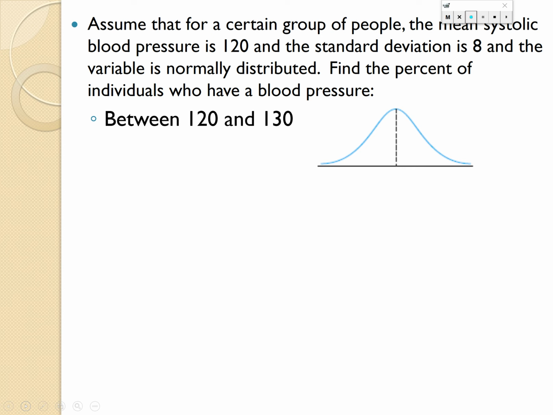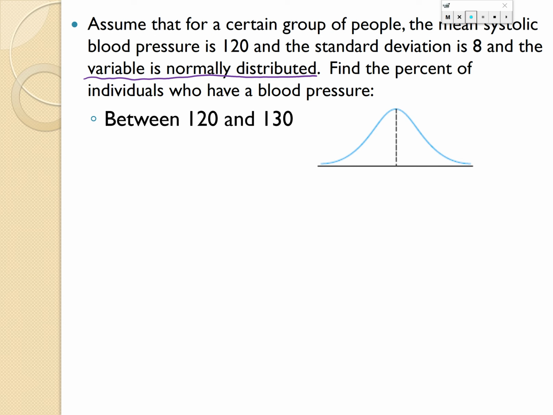We have a certain group of people. The mean systolic blood pressure is 120 with a standard deviation of 8. And the variable is normally distributed. There's your key phrase right there. So how do I know when I'm going to use this particular idea? There's your phrase. The variable is normally distributed. Find the percent of individuals who have a blood pressure between 120 and 130.